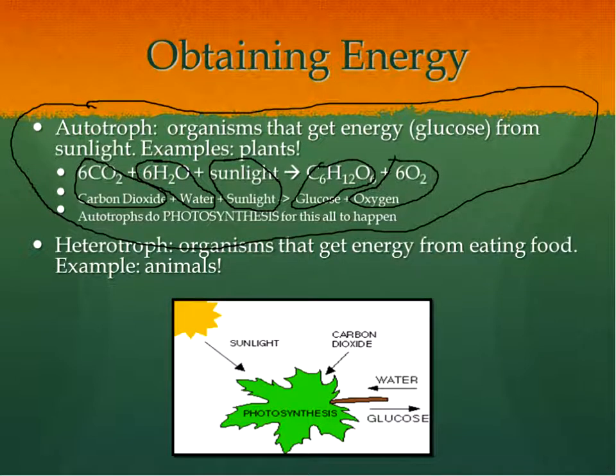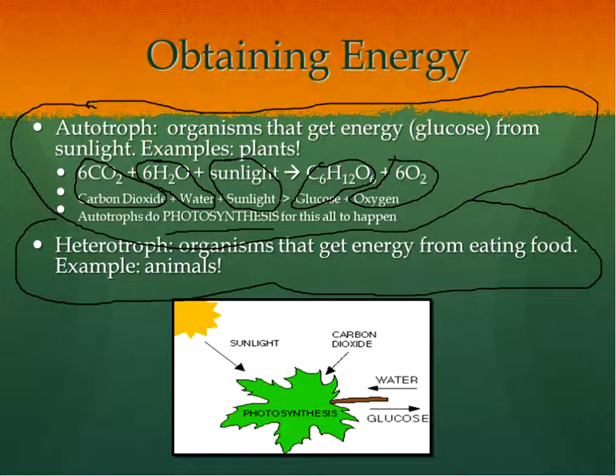That's all photosynthesis is, guys. Autotrophs do photosynthesis for this all to happen. That's when plants take in carbon dioxide, water, and energy, and they're able to make glucose and oxygen. Now, the other half of it is heterotrophs. Heterotrophs are organisms that get energy from eating food. An example of that is animals. That's us. So autotrophs are the ones that do photosynthesis. Heterotrophs are the ones that do cellular respiration. That's the other half of it.